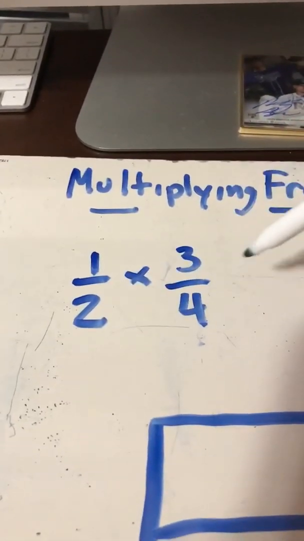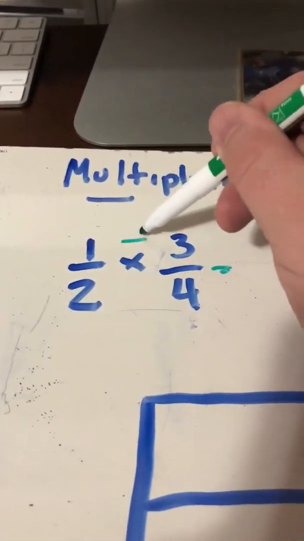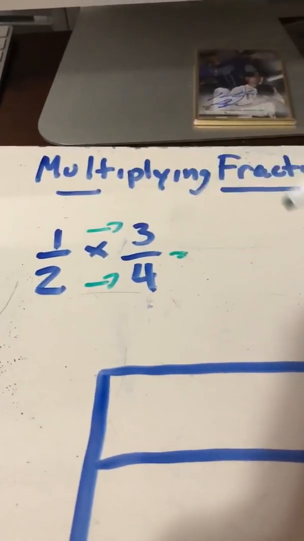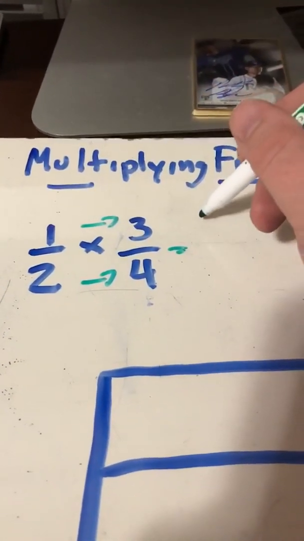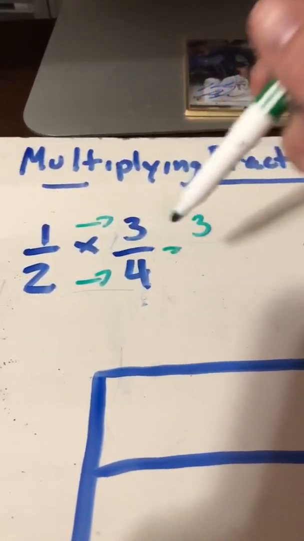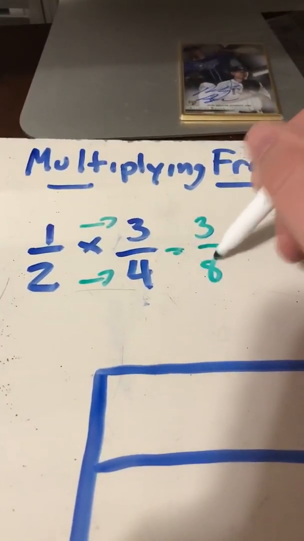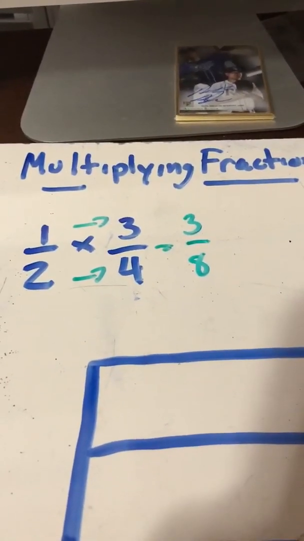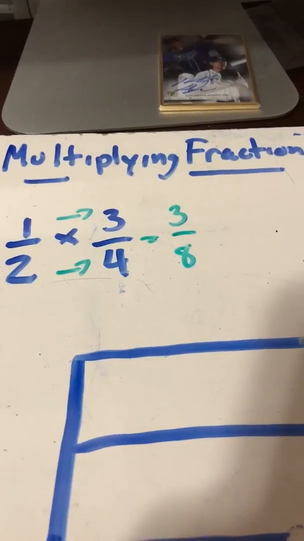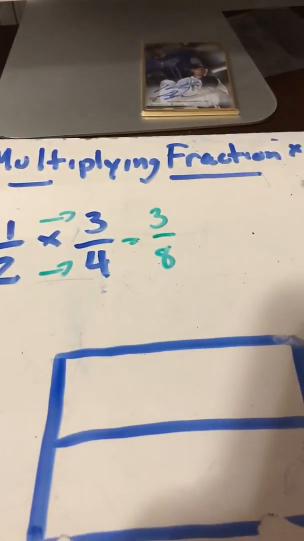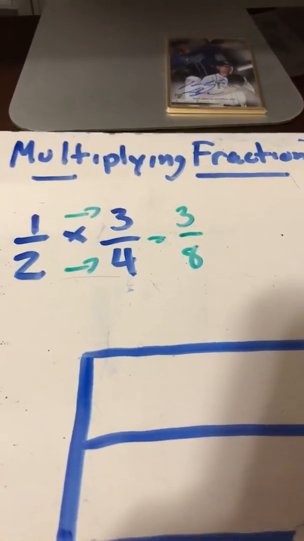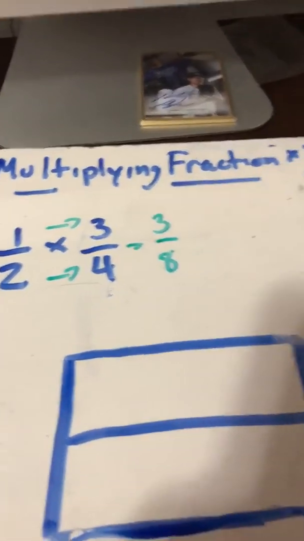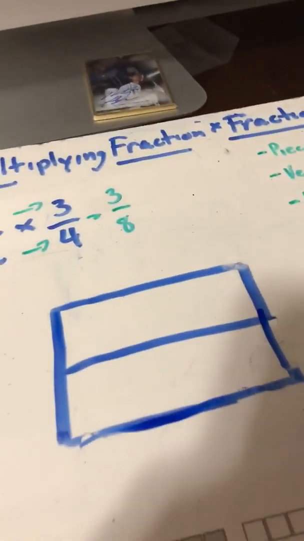So we have 1/2 times 3/4. All we're doing is multiplying straight across. So 1 times 3 is 3, 2 times 4 is 8. So we know our answer should be 3/8. Again, we want to make sure that we don't change our denominators there or try to find equivalent numbers.